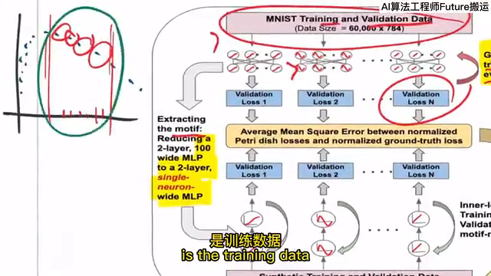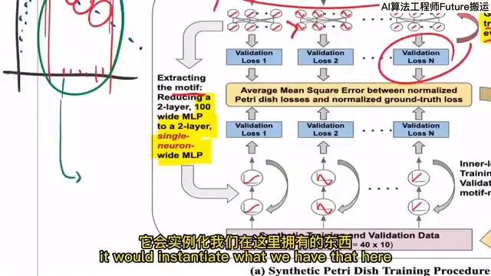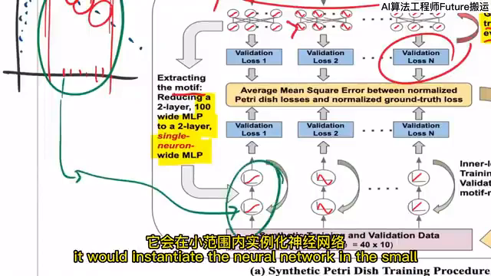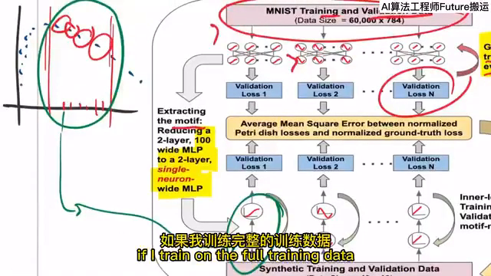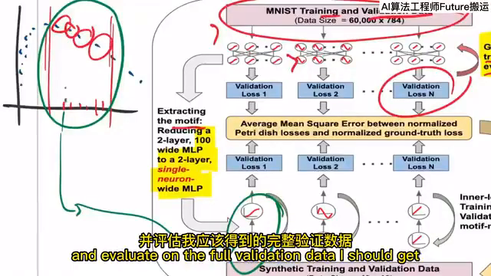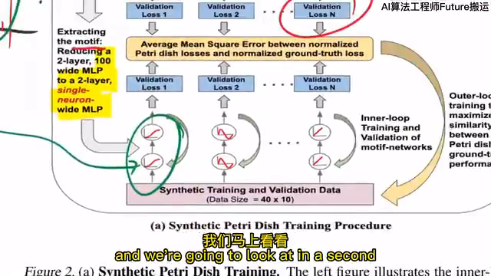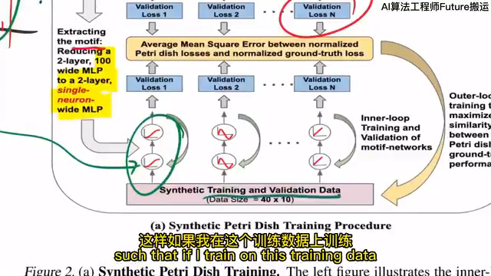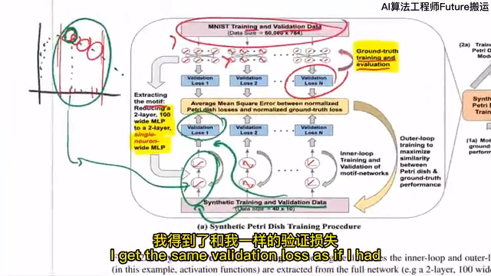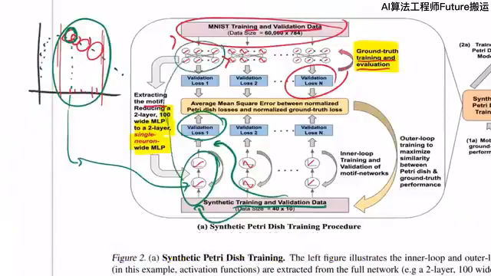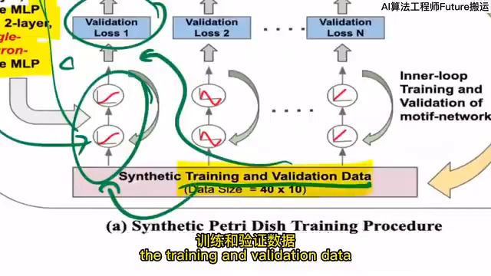this over here is the training data for the procedure that we're going to do now. So what it would take is, it would take one of these values, and instantiate the neural network in the small form of that. And now we know that if I train on the full training data and evaluate on the full validation data, I should get this accuracy. All right. So I will create, and we're going to look at it in a second, training and validation data such that if I train on this training data and then validate on this validation data, I get the same validation loss as if I had trained the big network with the same C parameter on the full training data and evaluated on the full validation data. Okay, so in this step, I'm optimizing the data here, the training and validation data.